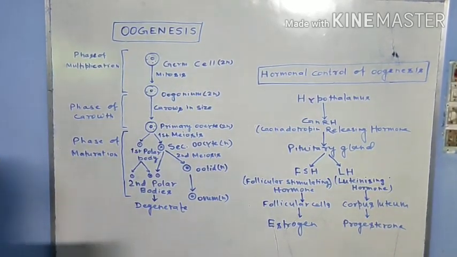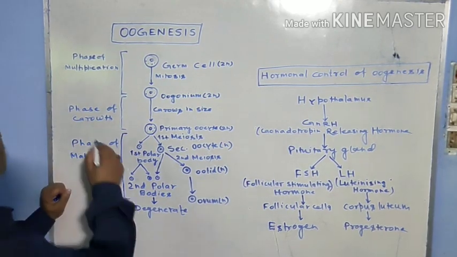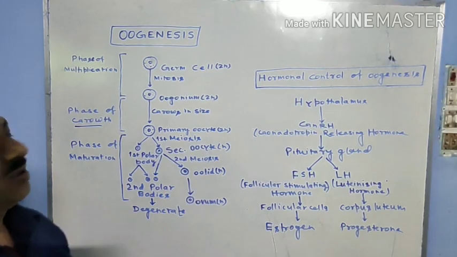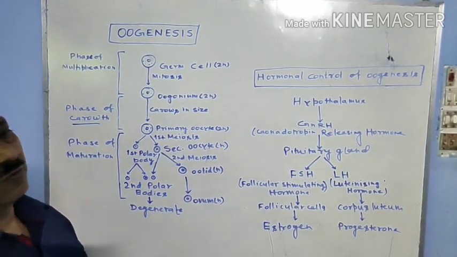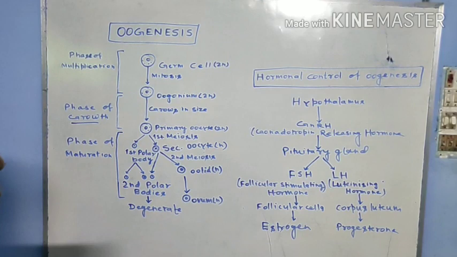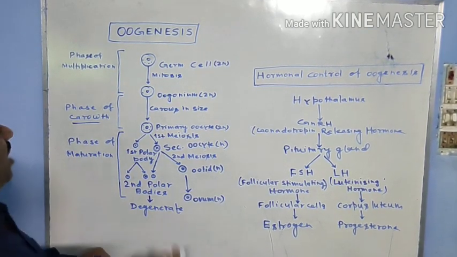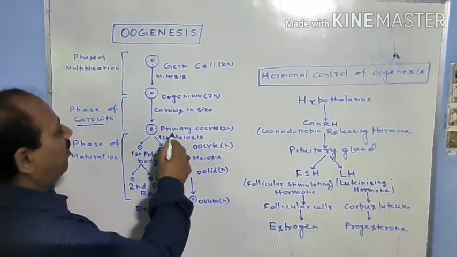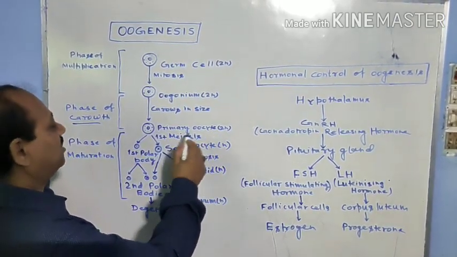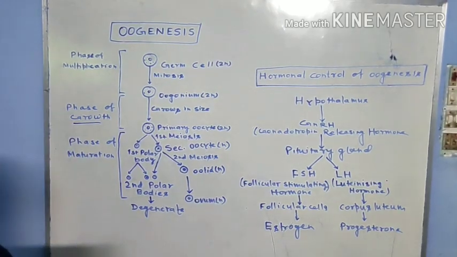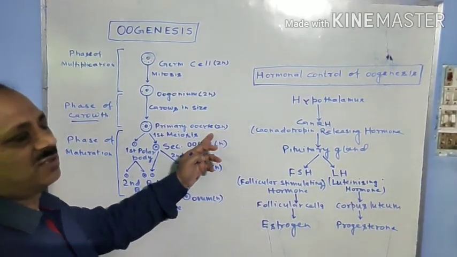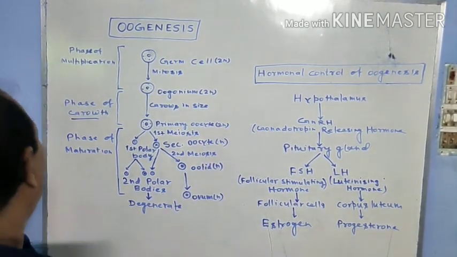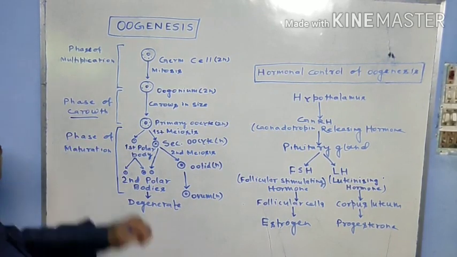The next phase of oogenesis is the phase of growth. Oogonium takes nourishment from the surrounding follicular cells and grows in size and forms primary oocyte. Primary oocyte is also a diploid cell and it is indicated by 2N. This phase is known as the phase of growth.